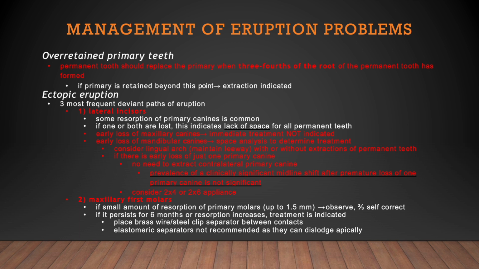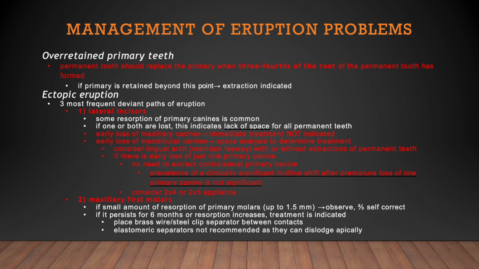Now we have over-retained primary teeth. In Dr. Proffit's book and in a lot of other books, we know that the primary teeth should be replaced by the permanent teeth when about 3/4 of the root of the permanent teeth has formed. So if the primary tooth is retained beyond this point, usually an extraction is indicated, referring to your pediatric dentist or whatnot to get the tooth out and allow passive eruption of the permanent tooth.